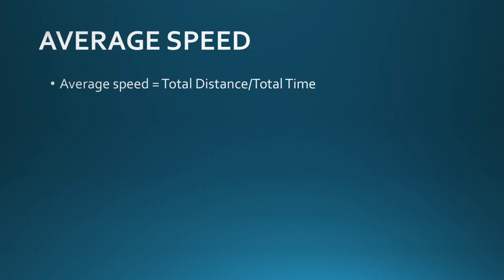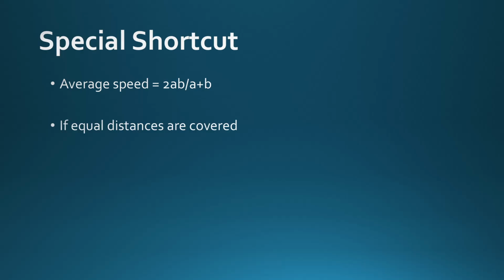Now let's look at average speed. Average speed equal to total distance divided by total time. Never average speeds directly unless time is equal. Now there is a shortcut. This shortcut works only when equal distances are covered.